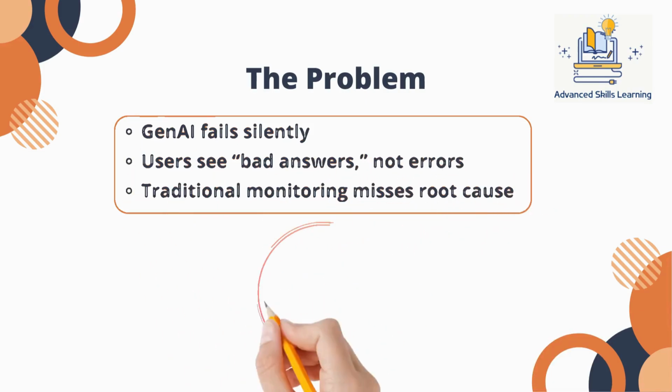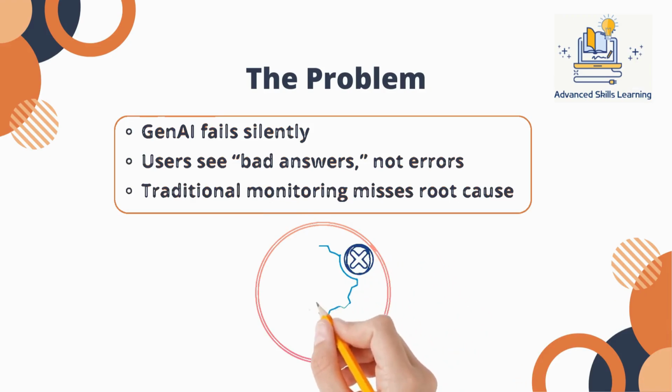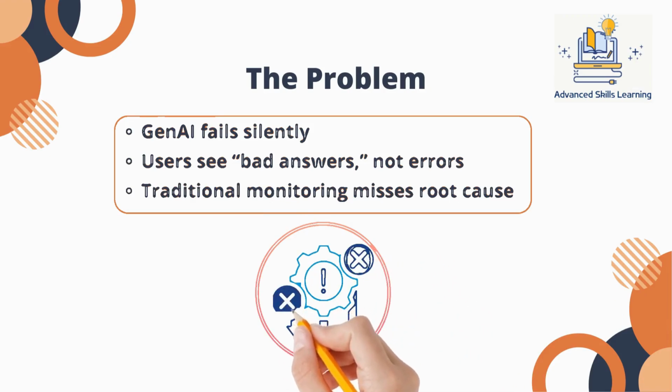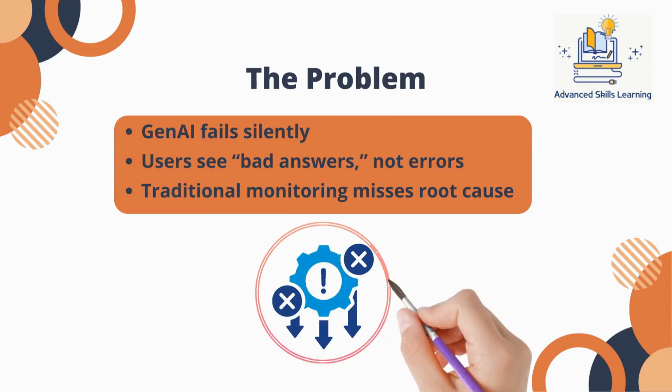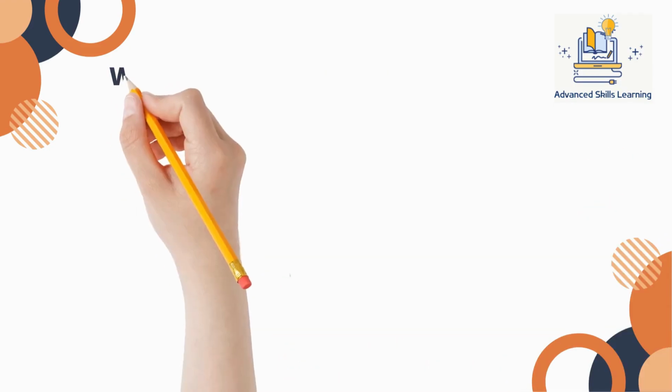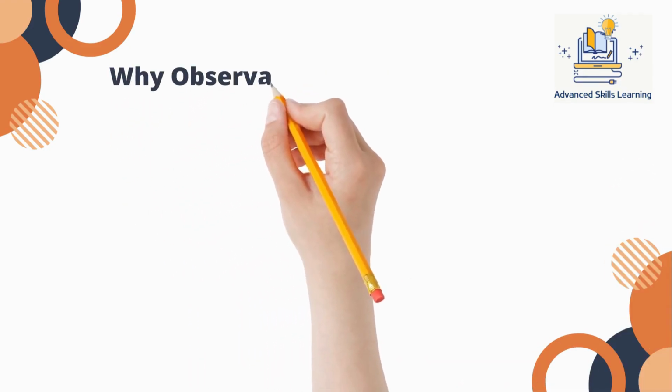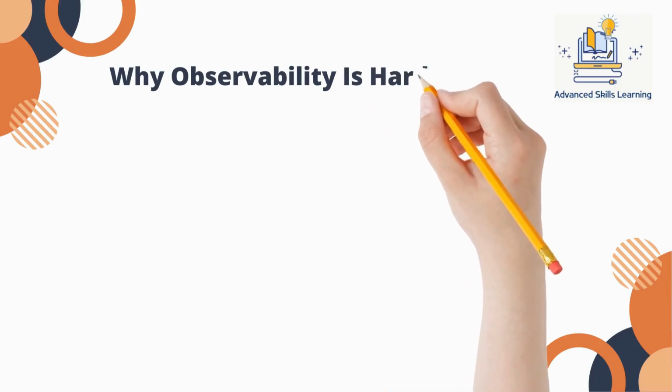Latency looks healthy. Token usage stays within expected limits. And yet, the answer is wrong. From the system's point of view, everything worked. From the user's point of view, confidence just took a hit. That disconnect is exactly why GenAI observability matters.